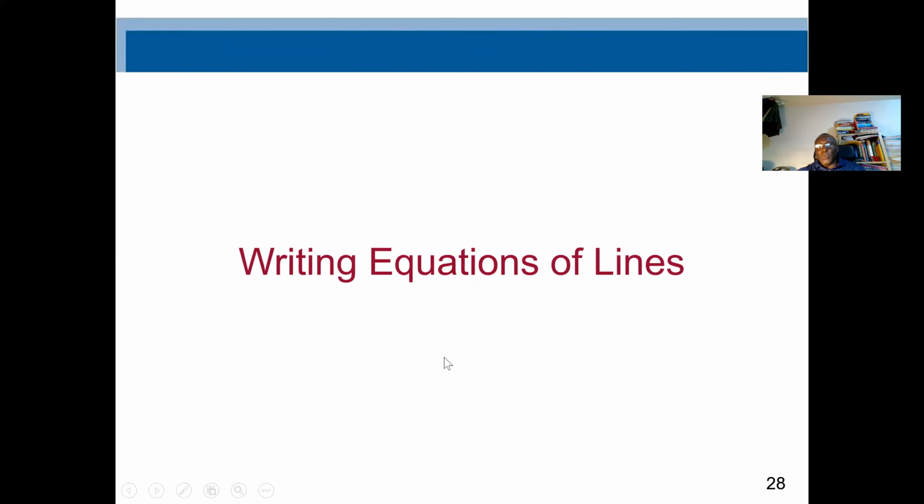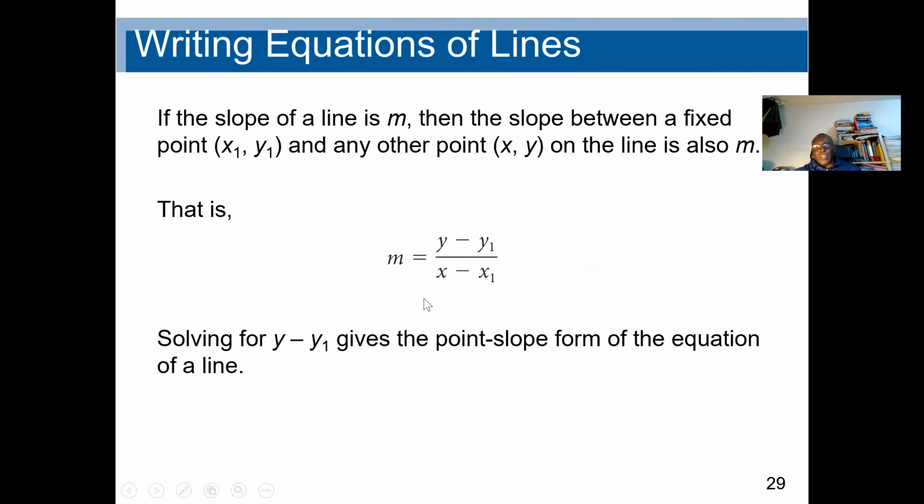Now, how do we write equations of a line? At least, if we know the slope, or if they gave us 2 points. If we know the slope of the line, we can pick the point. For example, if I don't know the slope of a line, if they give me 2 points, I can find the slope. Then I'll use the slope and 1 point to get the equation. Or if they give me the slope and 1 point, then I'll plug in the values. So let's see how it works.